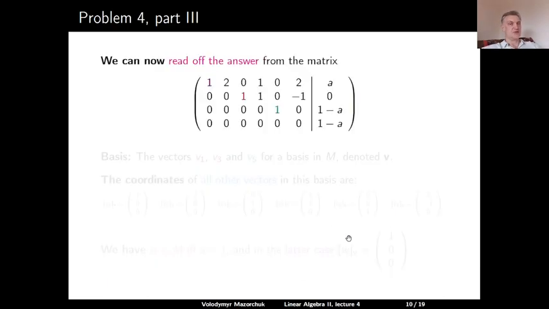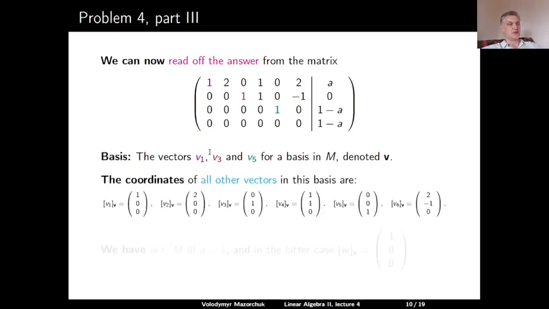So we look at this matrix and we can now read off all answers. First of all, if we just look at the first 6 columns, we see that in the non-zero rows, the leading elements are in the columns 1, 3, and 5. This means that the vectors v1, v3, and v5, the vectors which correspond to these columns, form a basis in M, and we denote this basis by v. The columns which we now see in this matrix are exactly the coordinates of all other vectors in this basis.